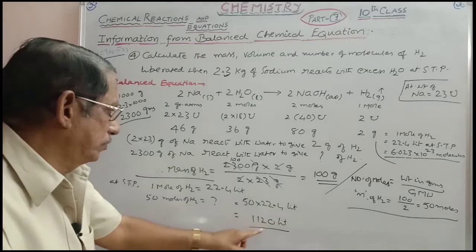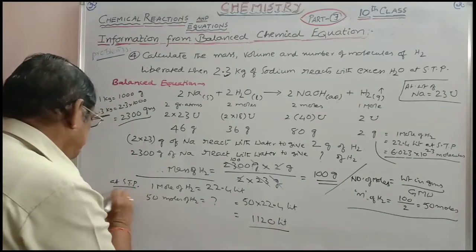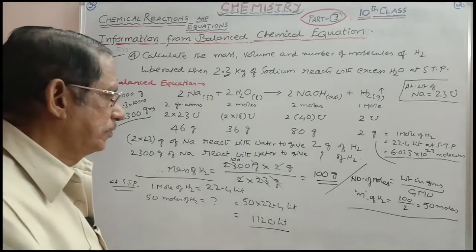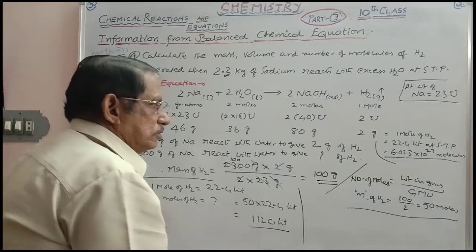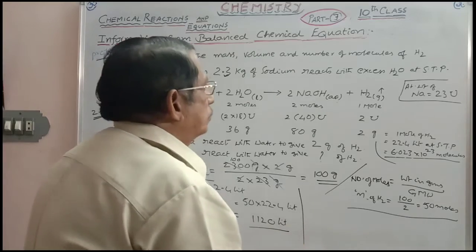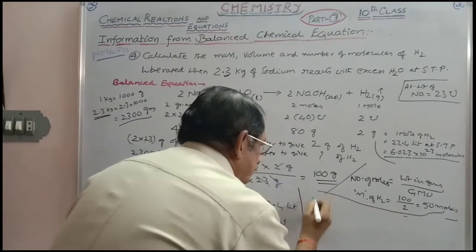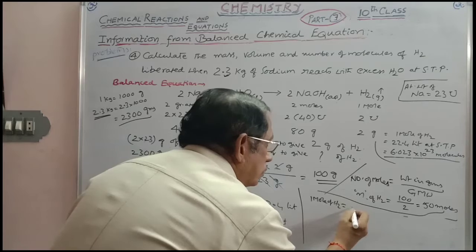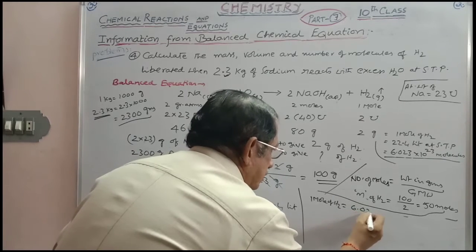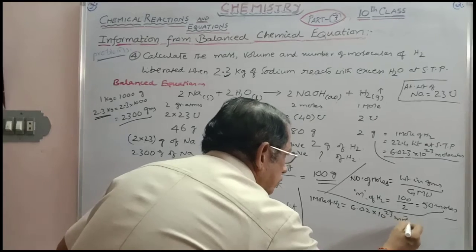So 1120 liters of H2 is obtained here at STP, right? Number of moles, number of molecules you can convert now. 1 mole of hydrogen is equal to 6.02 into 10 to the 23 molecules.